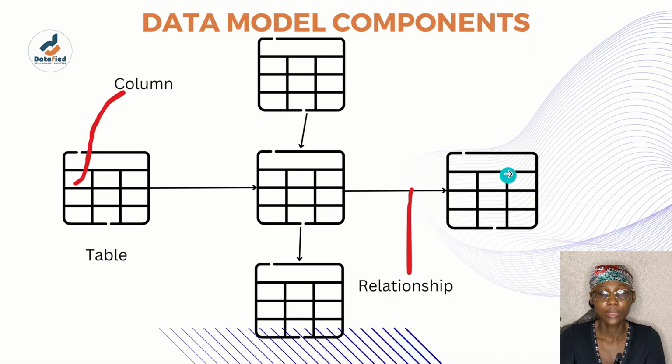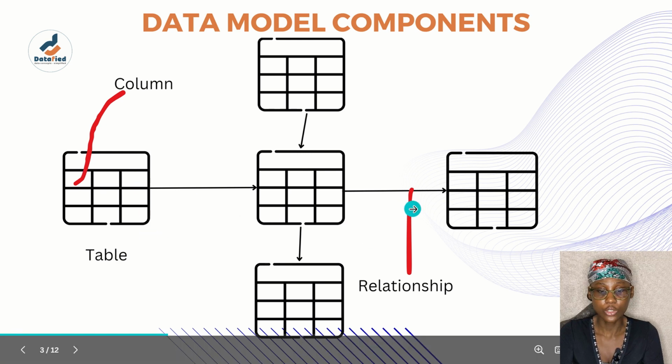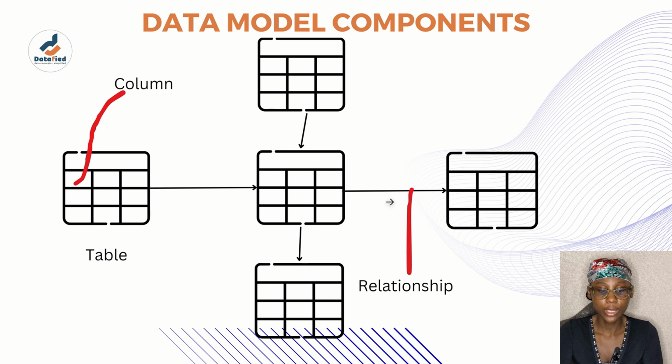So, what is a data model? A data model refers to the structure and organization of your data in Power BI. A data model is made up of a table or tables, right? And columns. So in a table we have columns, and these tables are connected by one or more relationships. So when we have tables and they are all connected by relationships, we can refer to them as a data model. Now let's move ahead to key concepts of data model.